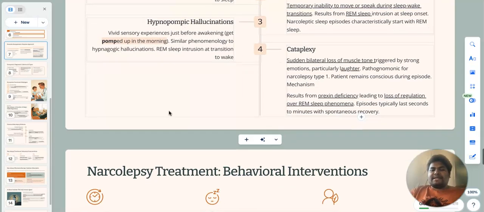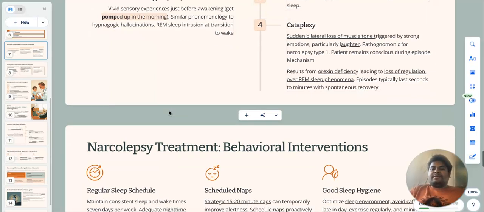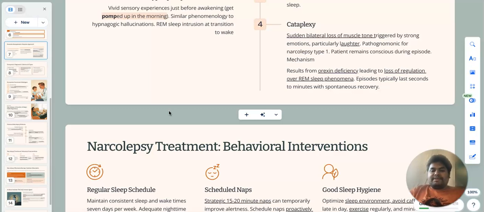And next is cataplexy. Cataplexy is sudden, this is important, okay, sudden bilateral loss of muscle tone, especially when there is extreme emotion. So the person has narcolepsy, and during the daytime, if he is laughing, so if he has extreme emotion, laughing, and then suddenly he feels like there is a bilateral loss of muscle tone in his body. So this is called cataplexy. It also occurs because of decrease in OREXIN and loss of regulation of REM sleep phenomenon.